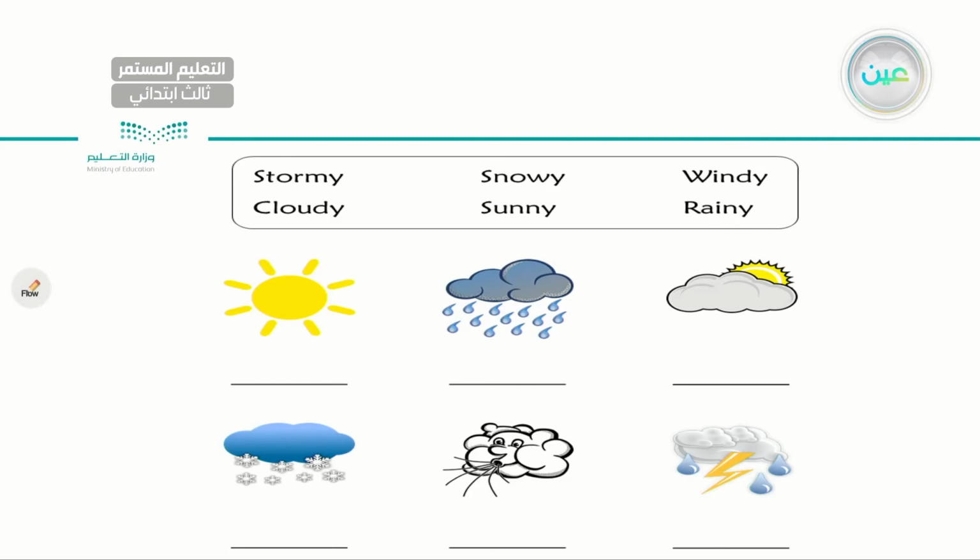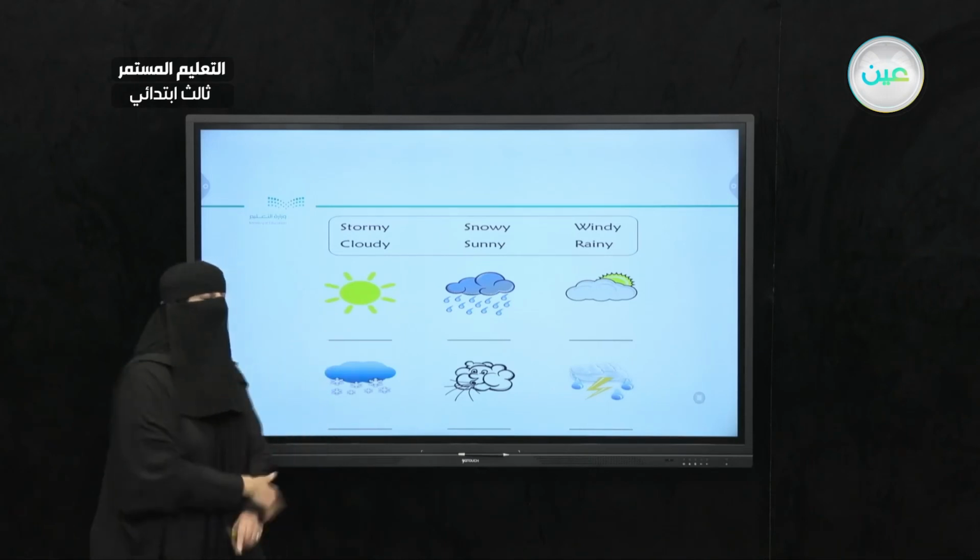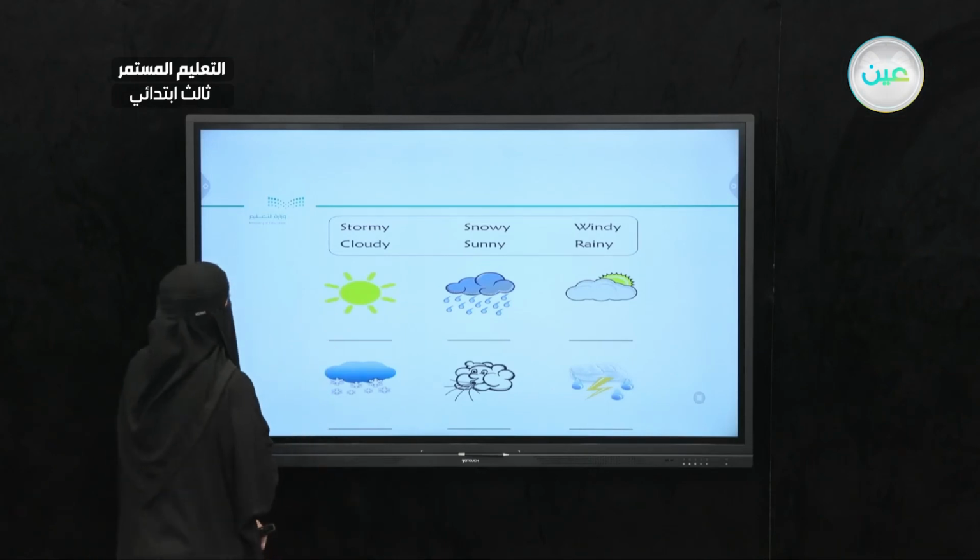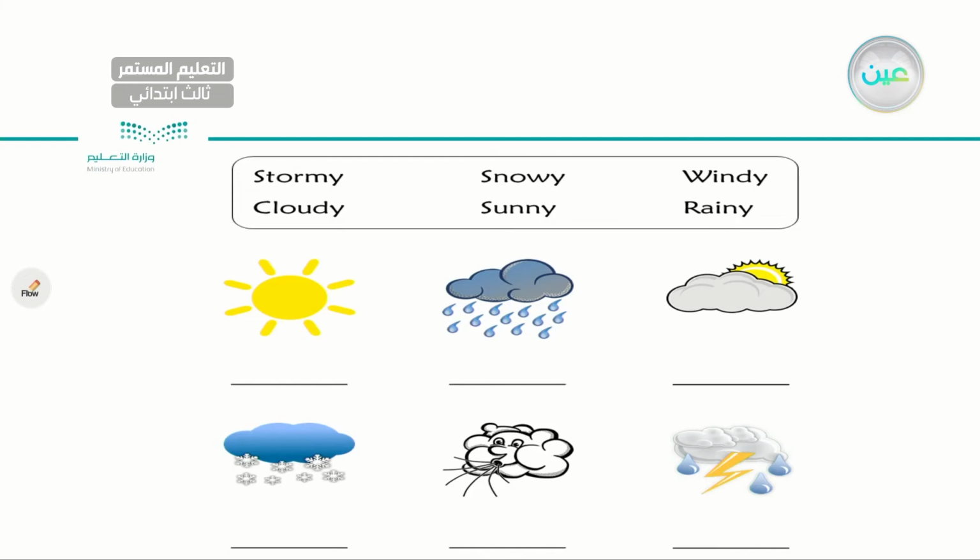Excellent. Now, as you can see here, I have, again, different pictures that describe the weather, and I have the weather in the box above. I have stormy, cloudy, snowy, sunny, windy, and rainy. Starting from the first picture, it is sunny. Next one, it is rainy. Moving to the next one, it is cloudy.